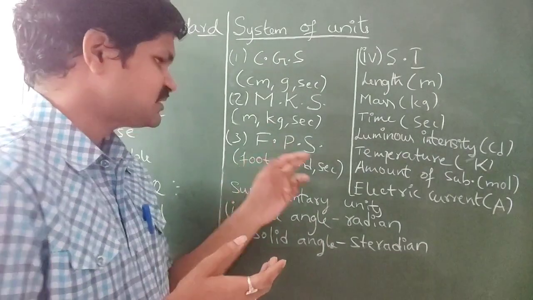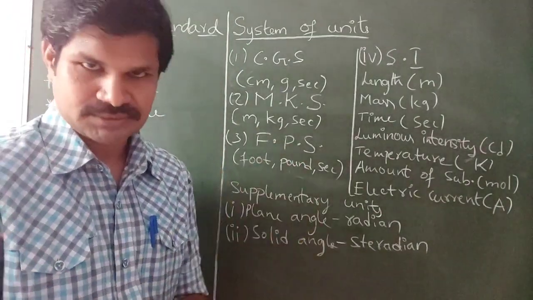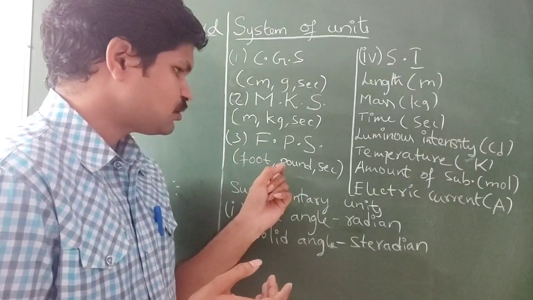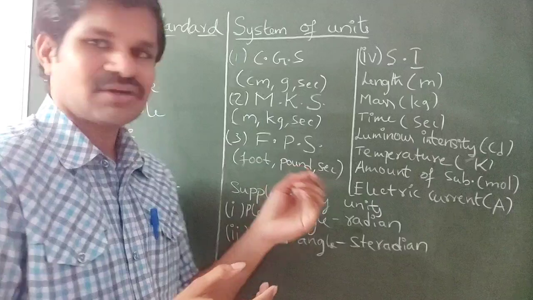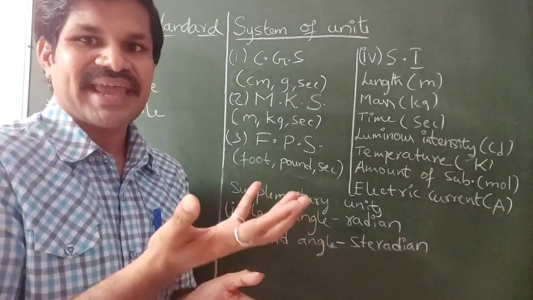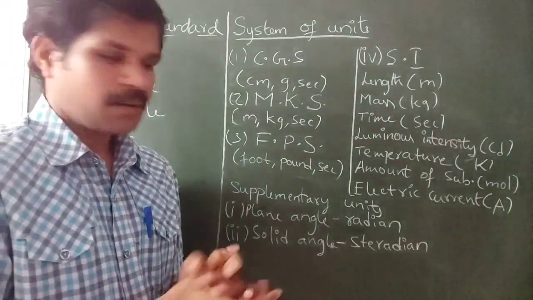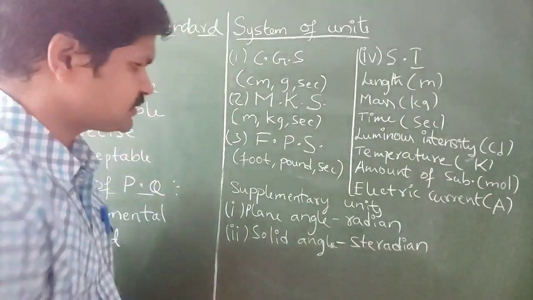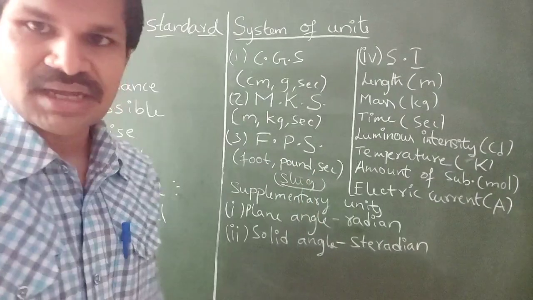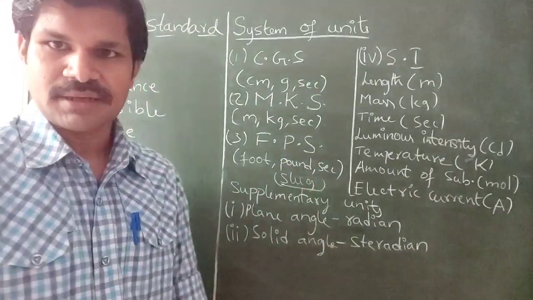But in the FPS system, the pound is the unit for weight, not for mass. It is the weight of a body having a mass of nearly 0.4536 kg. That means the weight acquired by a 0.4536 kg body is called a pound. Then what will be the unit of mass in this case? The unit of mass here is slug, S-L-U-G. This is the unit of mass in the FPS system. That was somewhat a peculiar thing in this system.